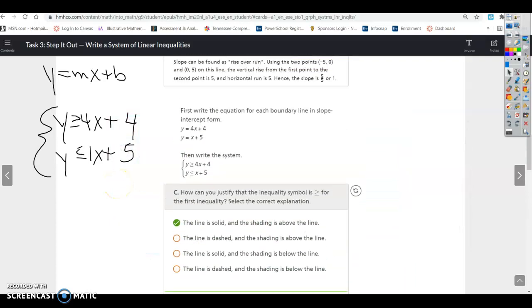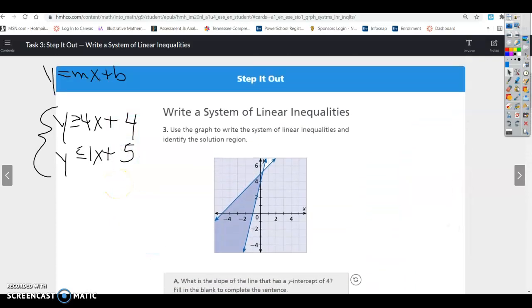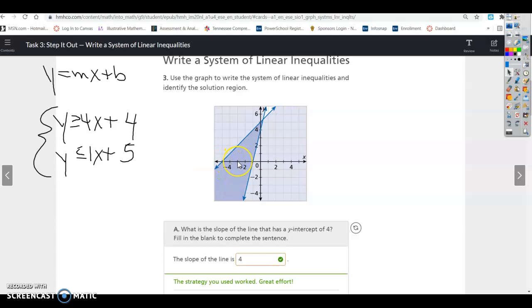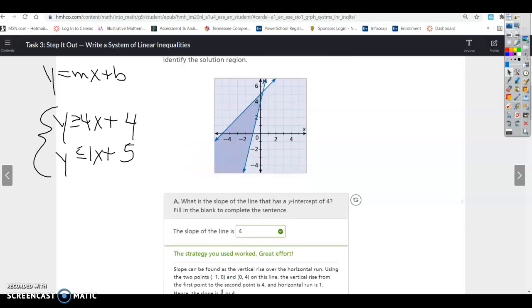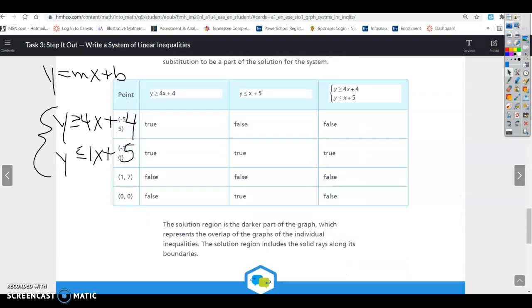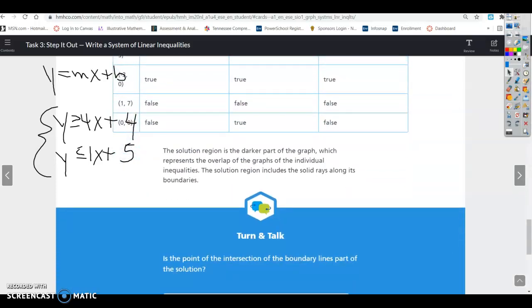If we go back up here and look, -3, 0 is right here, and it's in the dark region. That's in that double shaded region, so that is the solution. It says the solution region is the darker part of the graph, which represents the overlap of the graphs of the individual inequalities.